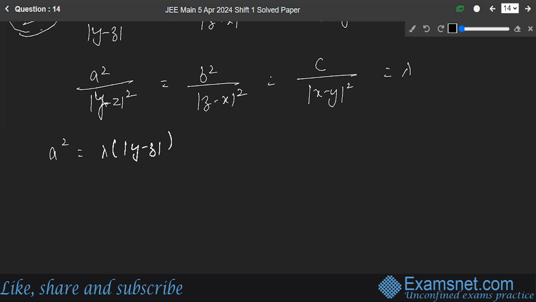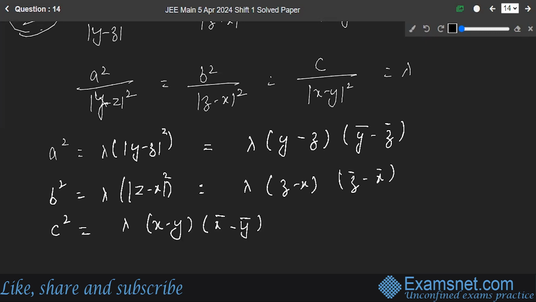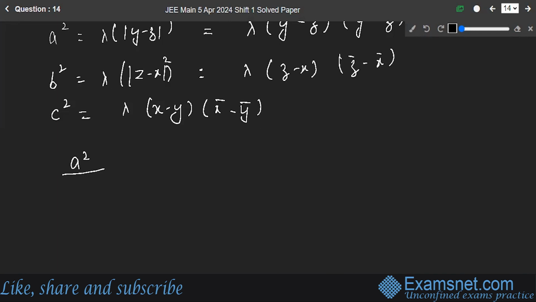This is equal to lambda into y minus z into y conjugate minus z conjugate, this can be written like this, right? And similarly, b squared will be written as lambda into modulus of z minus x squared, which is equal to lambda into z minus x into z conjugate minus x conjugate. c squared will be equal to lambda into x minus y into x conjugate minus y conjugate. Okay, so let's add all of them. You will have, let's add them, this thing and c square. This is asked in the question, right?